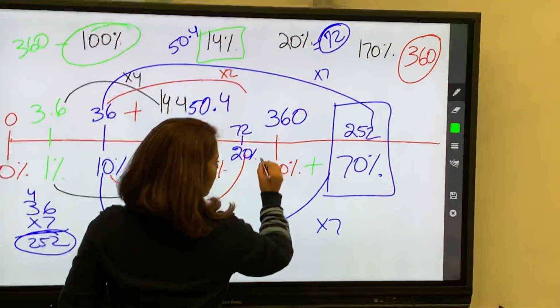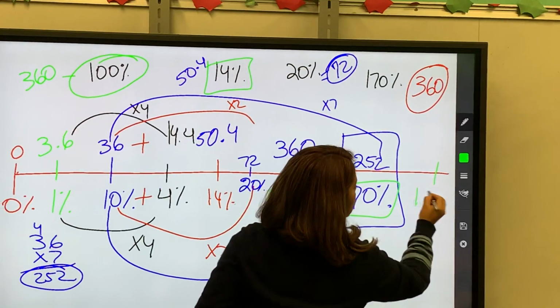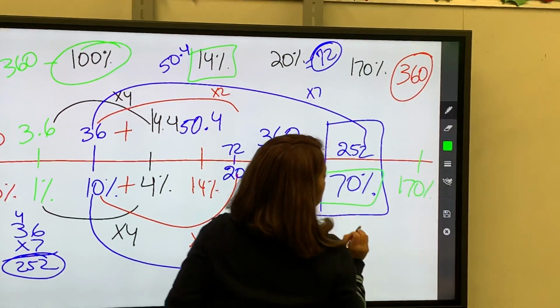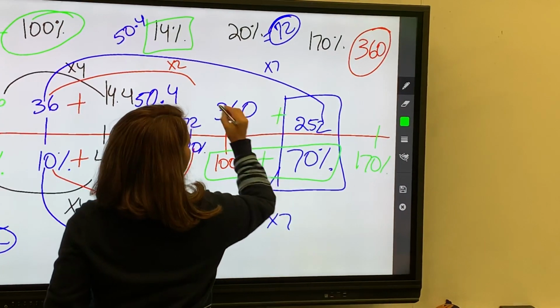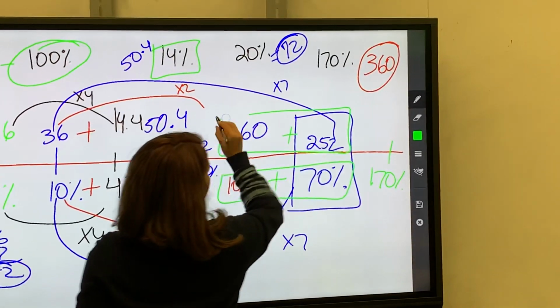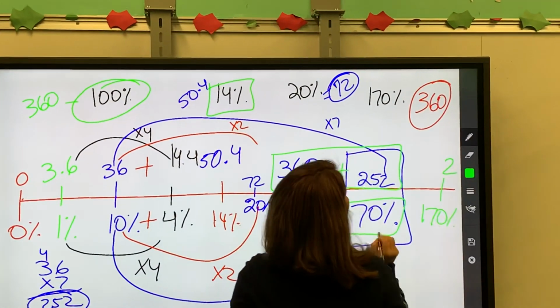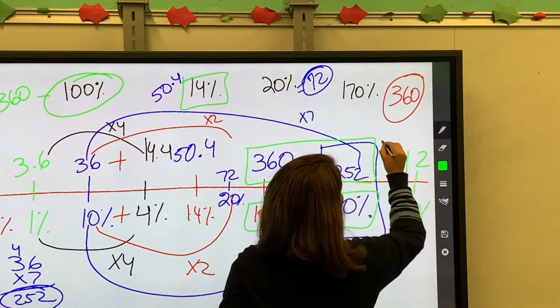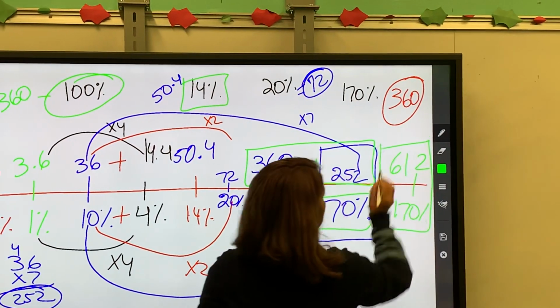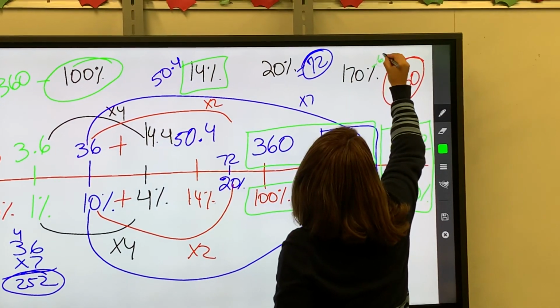I'm going to add this up. And this will give me my 170%. And if I add this up and this up, do your math. Go ahead. What would that give me? 612. Who has 612? Wow. So did I find my 170%? Yes. So now my 170% is 612.